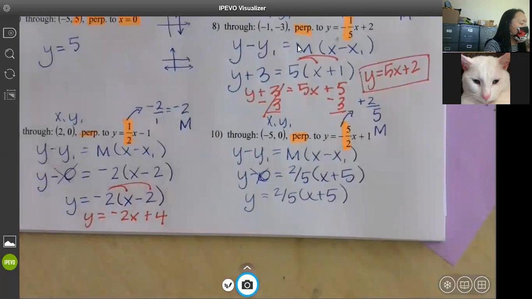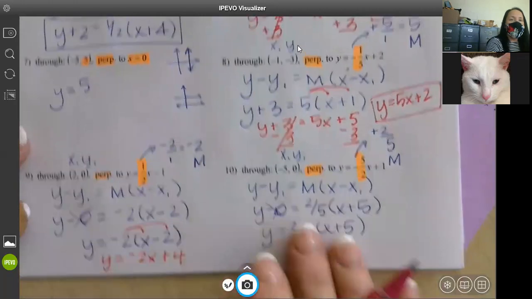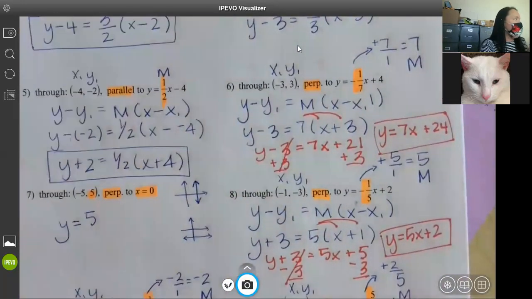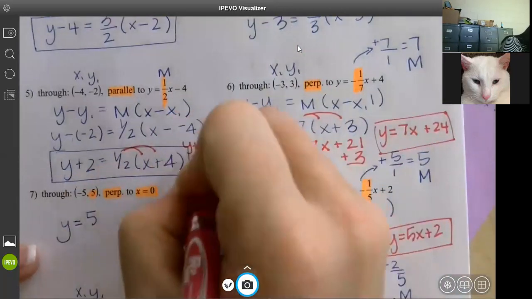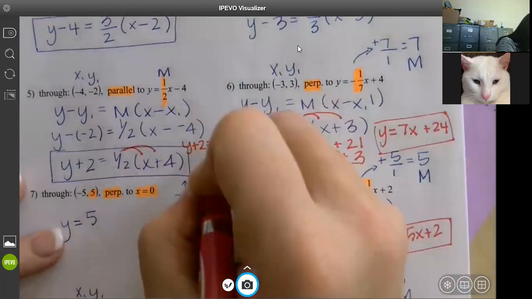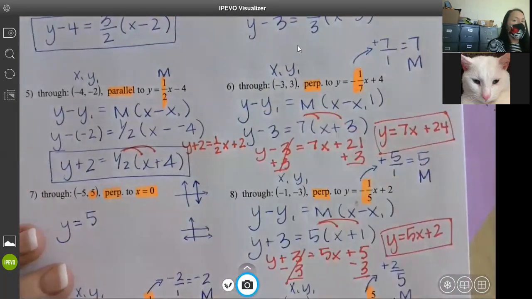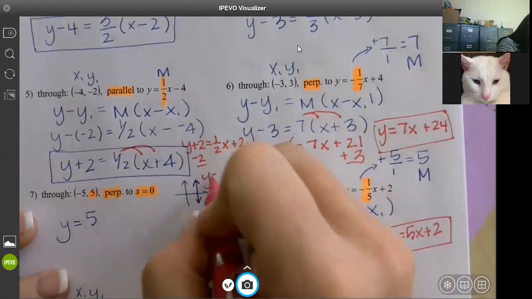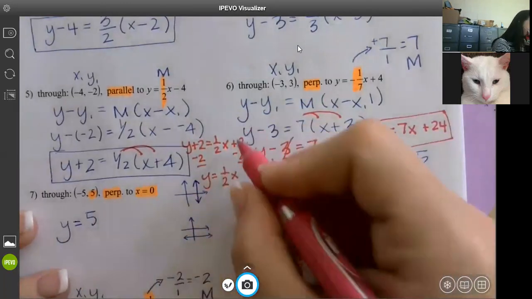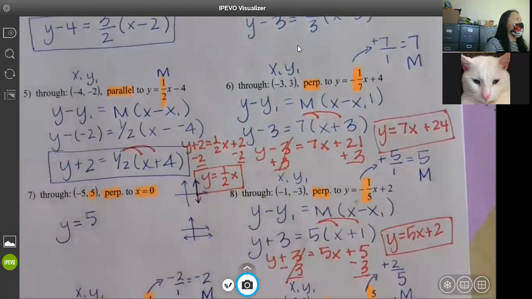All right. So let's look at one with a fraction. Let's look at number 5. This will be the last one we do. I just want to show you how to do this. We're going to distribute. We get y plus 2 equals 1/2 x. Half of 4 is 2. Finish it out, subtract 2. So it doesn't matter if it has a fraction, it should come out pretty nice. So 1/2 x, and then 2 minus 2 is 0. So you can leave it just like this. And this is just in case you get some multiple choice or something. Okay?